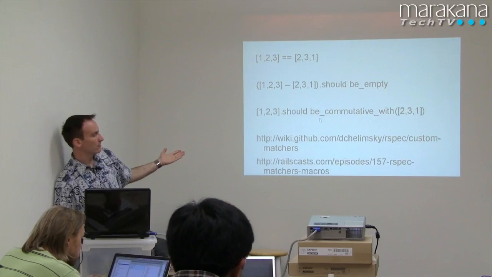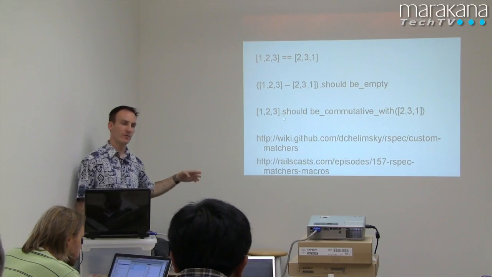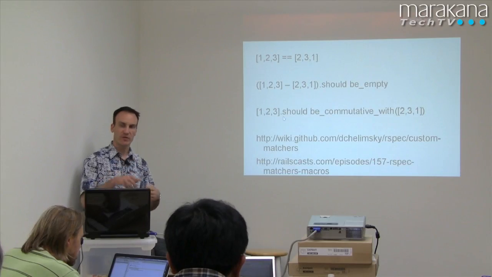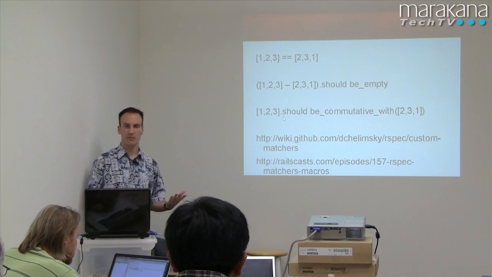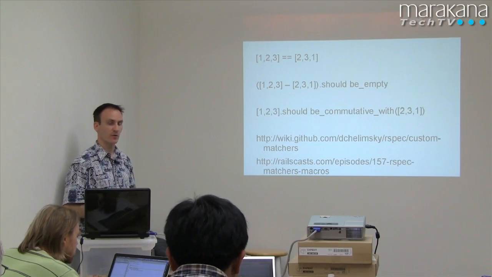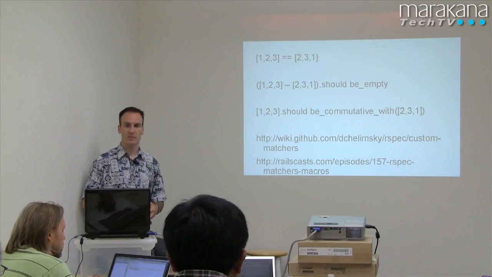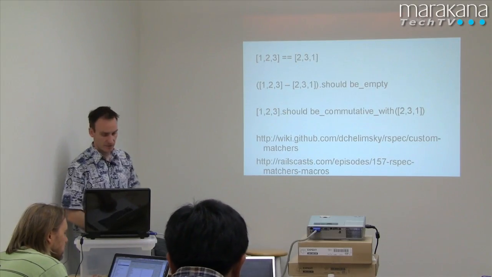I don't have one. So there are two ways. If this is an array, I could actually augment the array with a method commutative with a question mark. That's one way. So I can change the array implementation. That's not what I'm going after here. I want to show how you can make custom matchers for anything in RSpec.